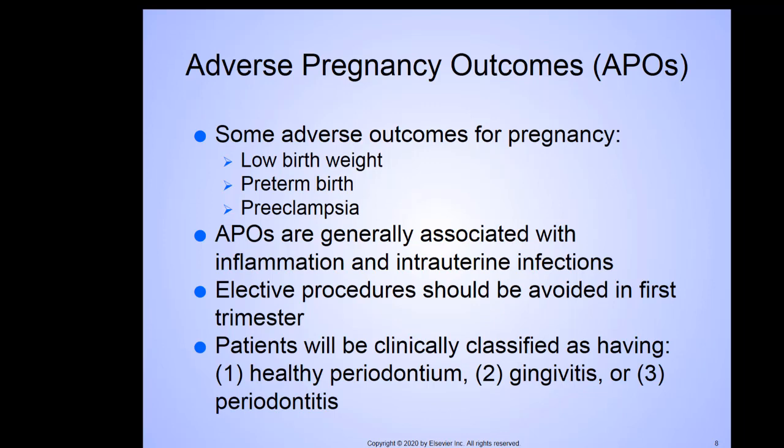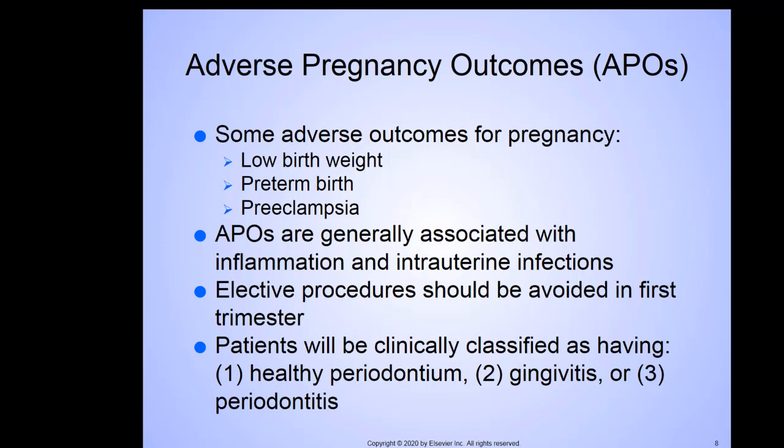Adverse pregnancy outcomes associated with periodontitis have also been studied. Some adverse outcomes for pregnancy would be low birth weight, preterm birth, or preeclampsia. Preeclampsia is a pregnancy complication in which the mother experiences high blood pressure in addition to signs of damage to other organs. Often it's going to be the kidneys or the liver. Preeclampsia is very dangerous for both the mother and the baby and can be potentially fatal. Most often, if a patient has preeclampsia, they're hospitalized, closely monitored, and often the baby is born early in order to save the baby and the mother.